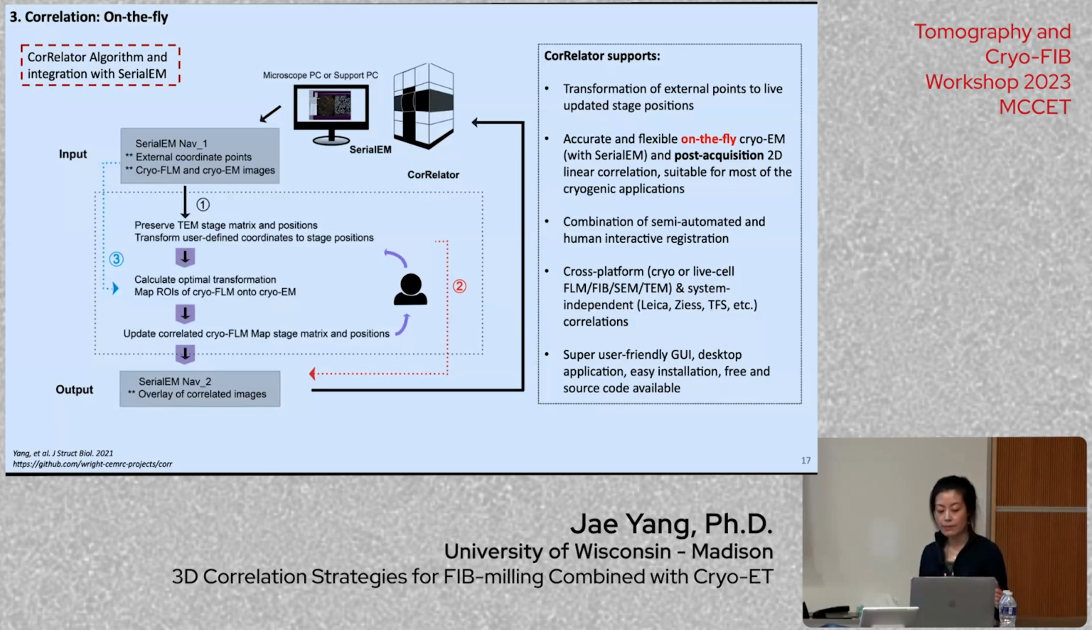Then we import it into Correlator, and Correlator will extract the stage transformation information for you, perform these transformations and apply the stage correlation onto it. The final exported file, which is a Navigator 2, can be directly used in the cryo-EM to collect data. So it provides a very flexible on-the-fly way of correlation, but it also supports post-acquisition, which I use very often. It's also cross-platform, which means that as long as you have a pixel coordinates file and your FM images, in TIFF, MRC or PNG format, you can use it. And it's very user-friendly, as you can see.